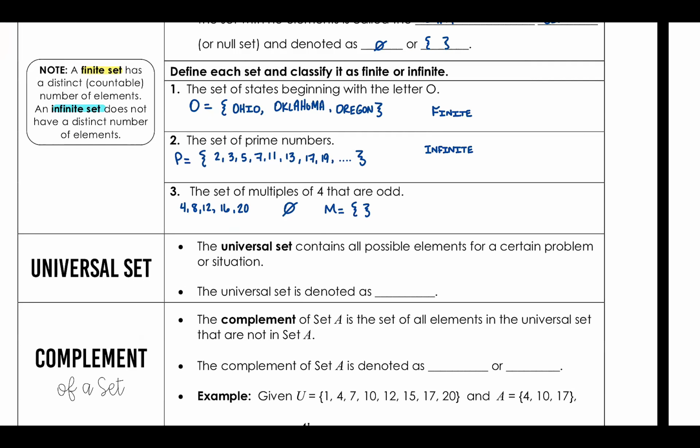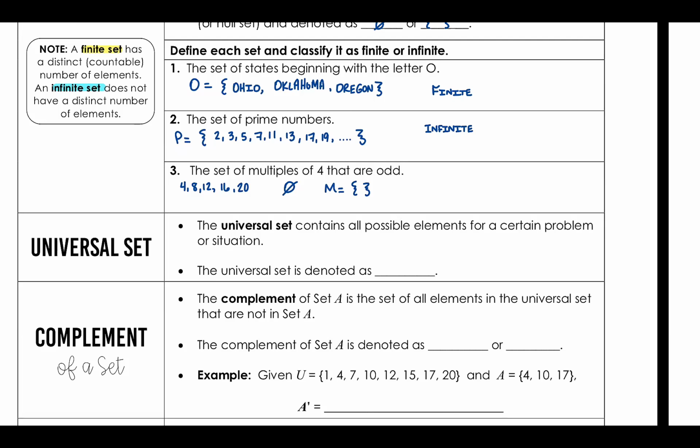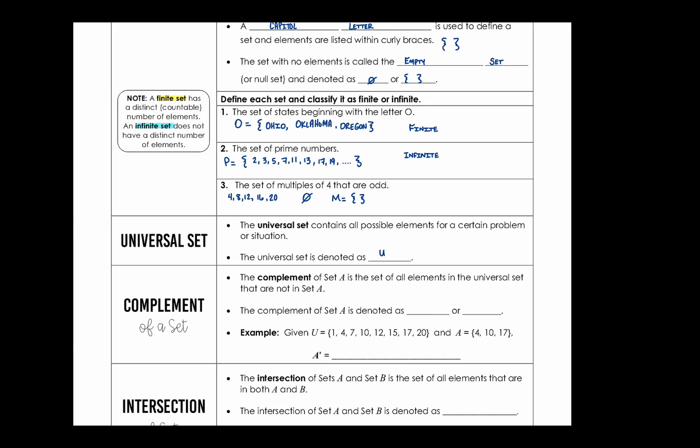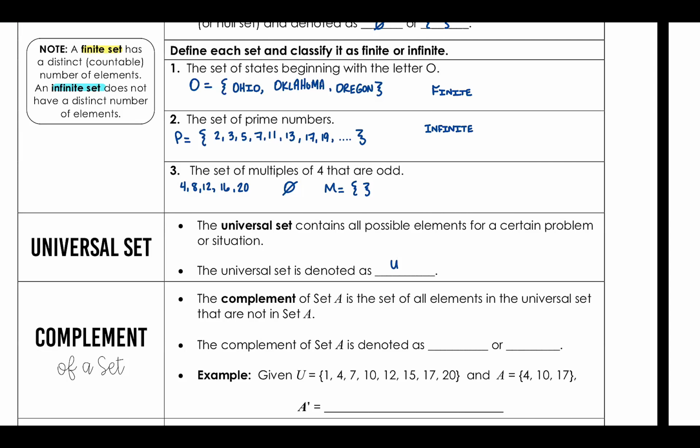Our next set we're going to come across is called our universal set. And a universal set contains all of the possible elements for a certain problem or situation. The universal set, now hold on now, is denoted as the letter U. Whoa. Another fun word that comes in our set language. Set A is a set of all elements in a universal set. So this would be the complement. So if we think back, we've heard this word before.